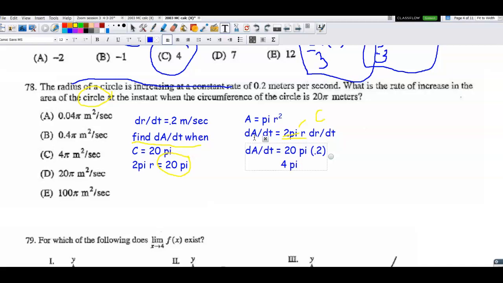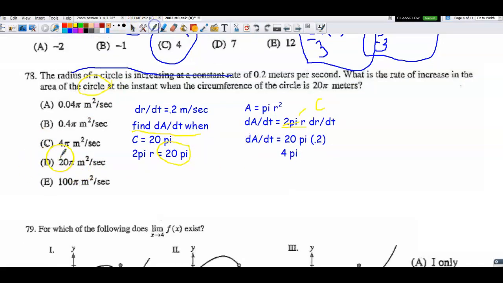And you just do that on your calculator. You don't have to do it by hand. So we get letter C for number 78. Simple related rate problem. So definitely don't give up on that one.